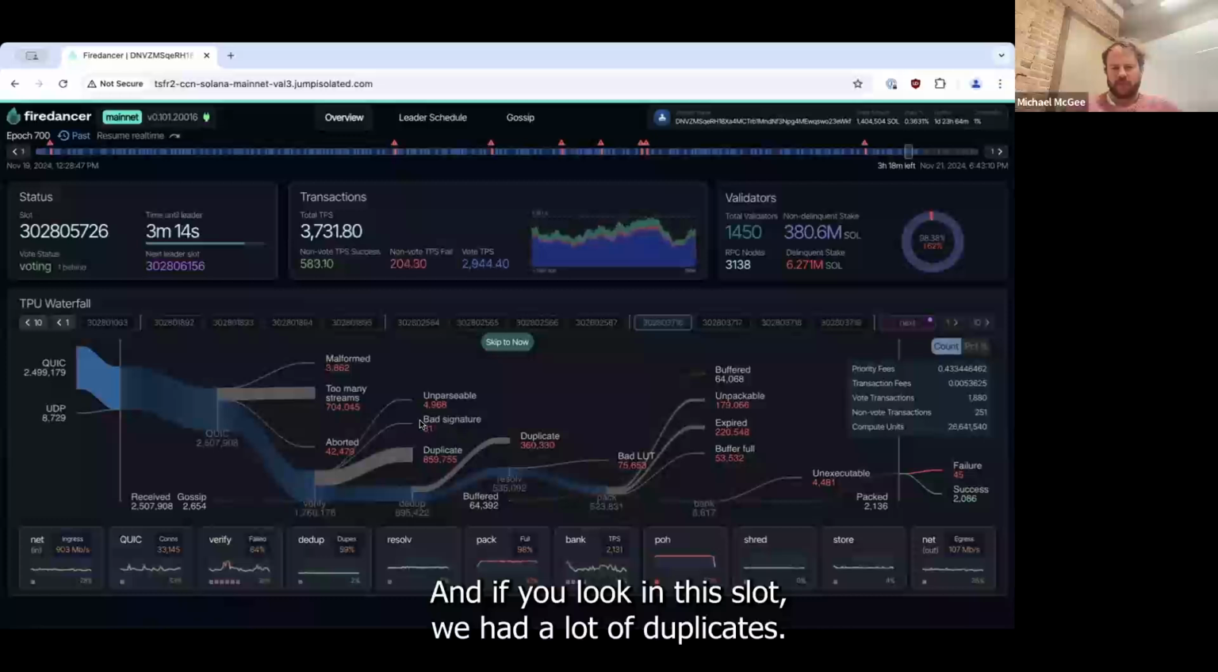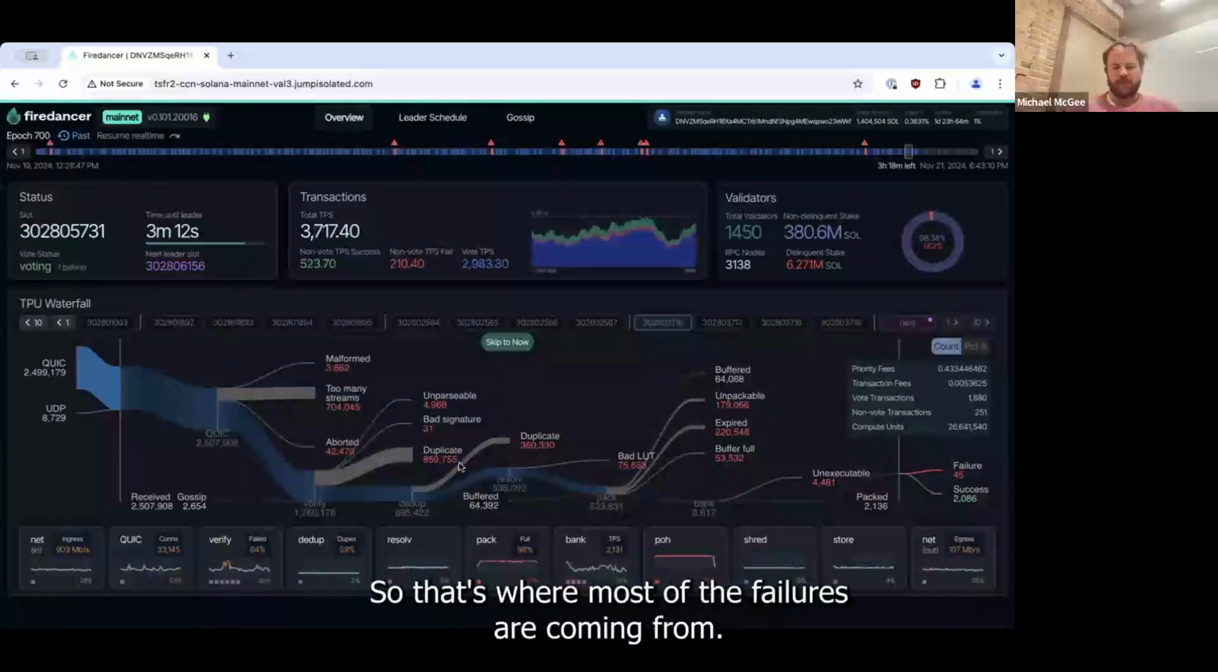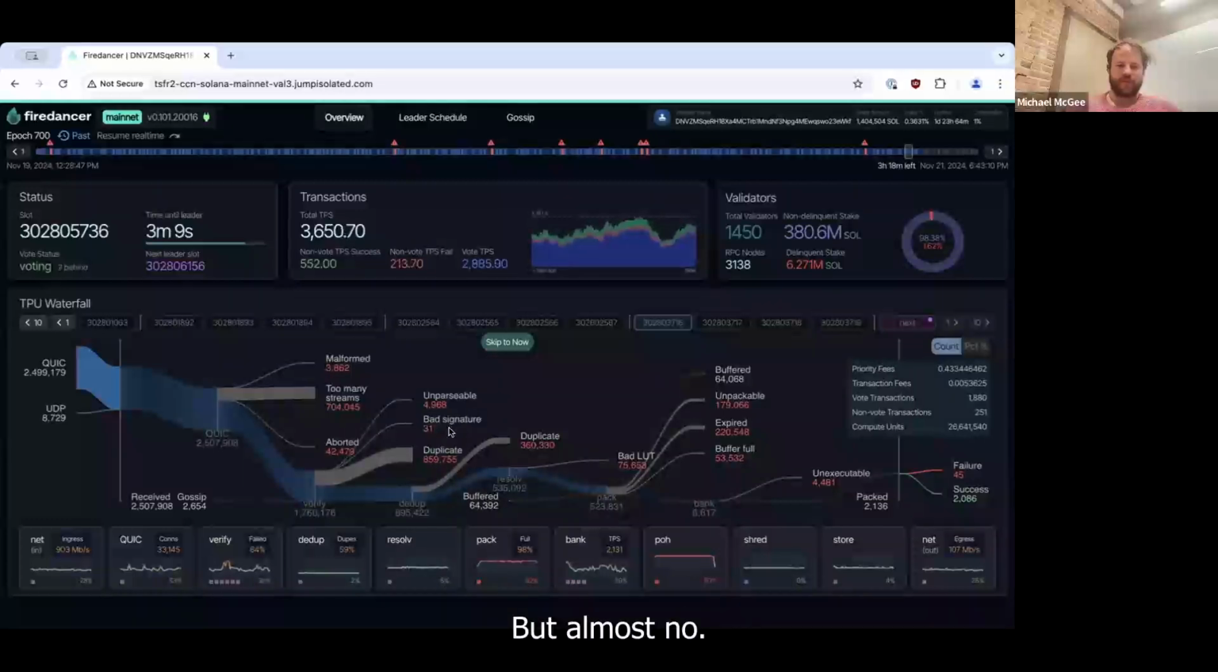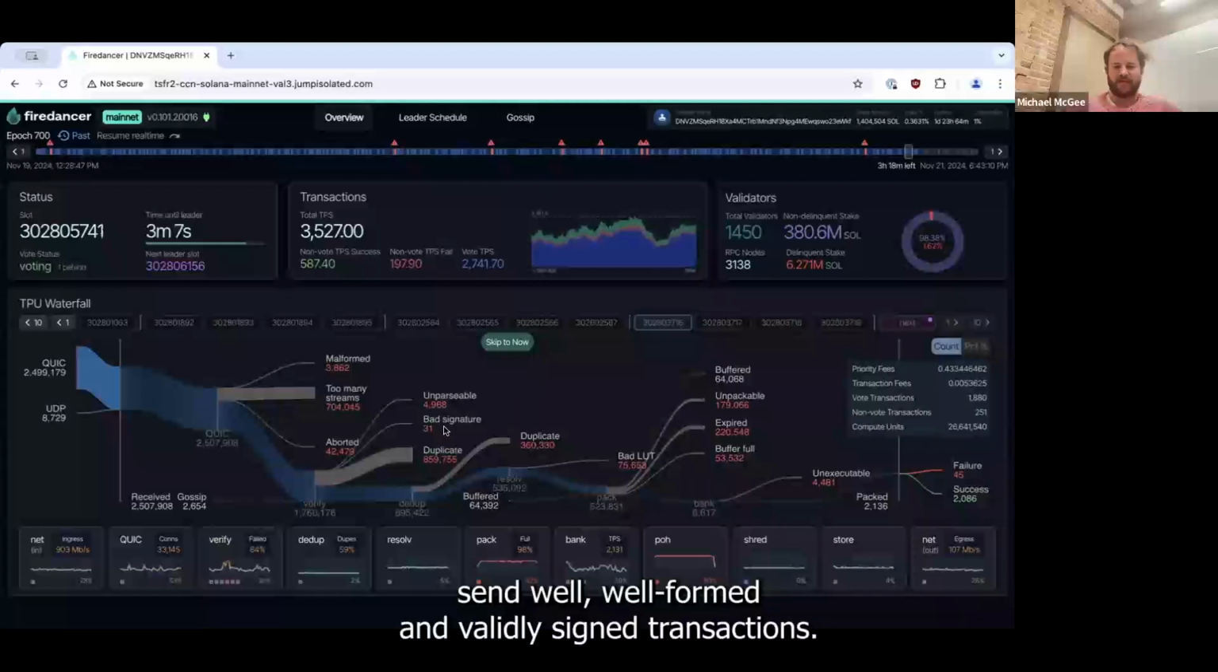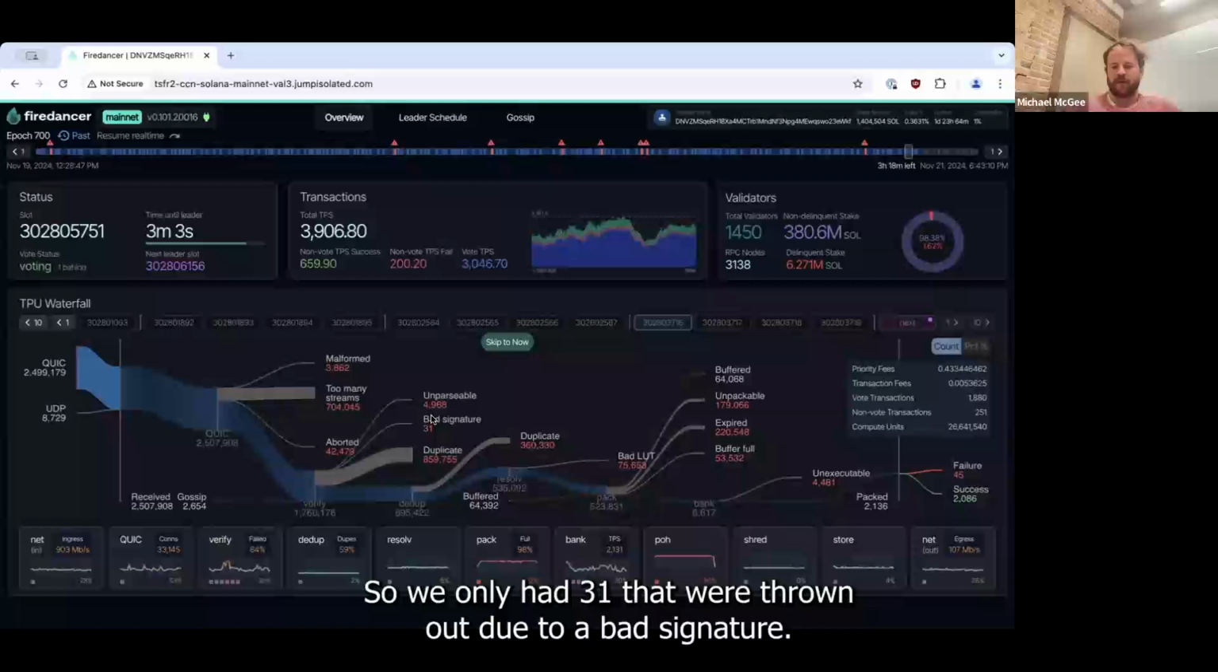And if you look in this slot, we had a lot of duplicates. So that's where most of the failures are coming from, but almost no bad signatures. Users generally send well-formed and validly signed transactions. So we only had 31 that were thrown out due to a bad signature.